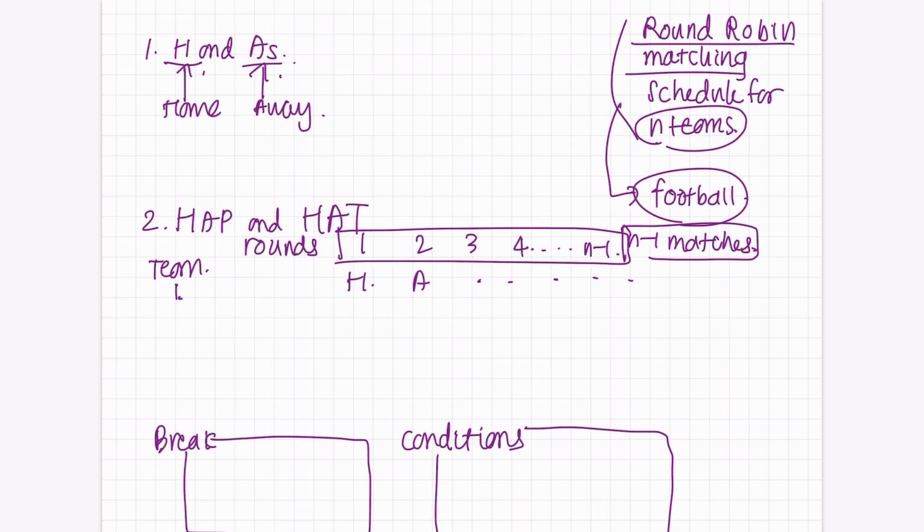And for all n-1 rounds, we're able to assign each round a letter based on whether that round was a home match or an away match for team I. So based on this, we're able to generate a sequence consisting of letters H and A, representing whether that round for team I was a home match or an away match. And we're going to call this sequence a home-away pattern.